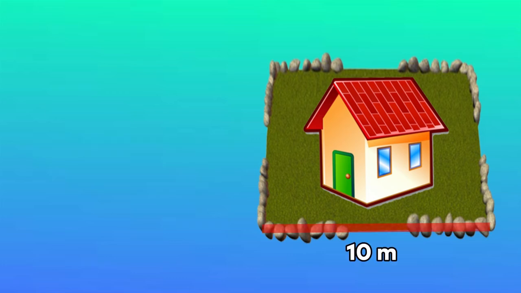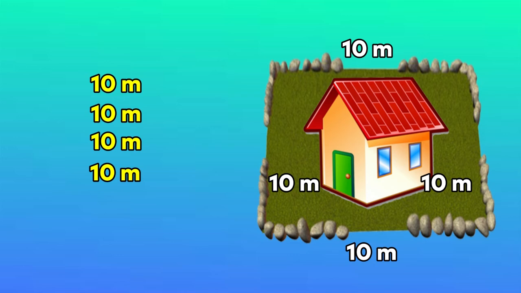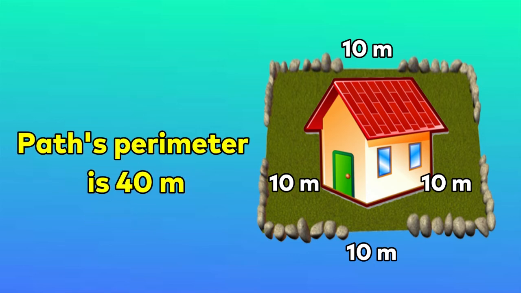Suppose the length of each side is 10 meters. What shall we do then? We add the length of all the sides. What is the perimeter? The perimeter will be 10 meters plus 10 meters plus 10 meters plus 10 meters is equal to 40 meters. Now we know that you have walked 40 meters.